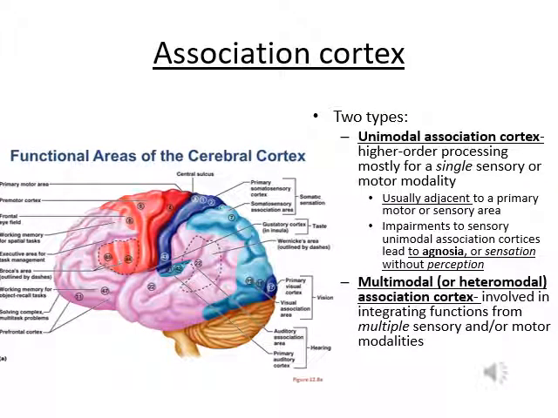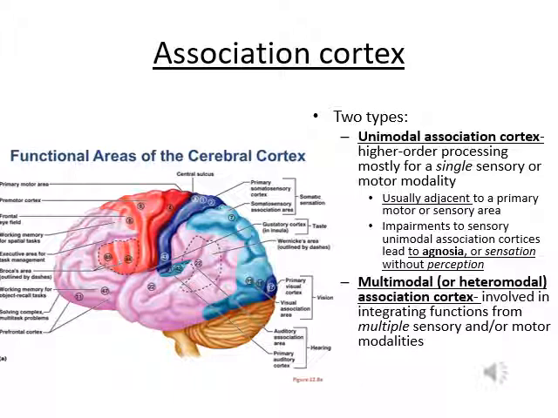Association cortex includes two types. One is the unimodal association cortex, and another type is the multimodal, or we can call it heteromodal, association cortex. So the unimodal association cortex is usually for a single sensory or motor modality. For example, in this picture, the area in bright red is the primary motor cortex, right? Anterior to it, you have this area 6, which is adjacent to the primary motor cortex. That is the premotor and supplementary motor cortex. So that is a unimodal association cortex for the motor cortex.